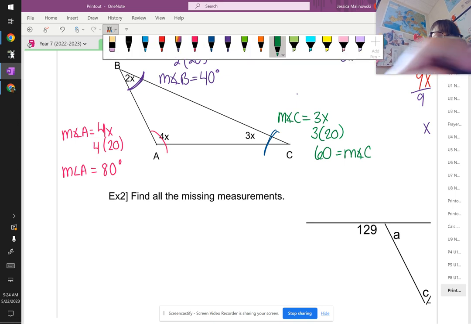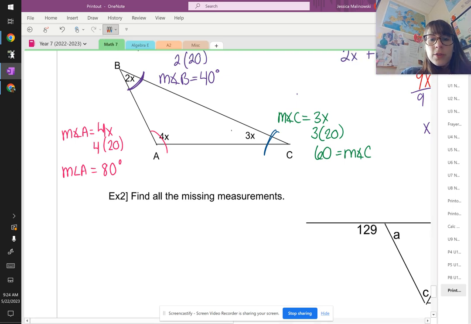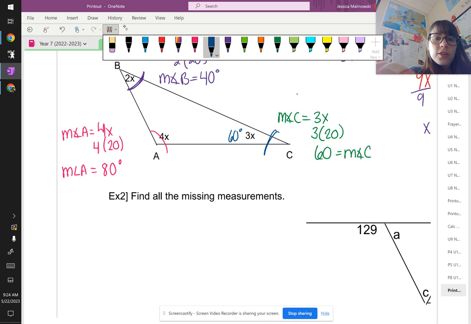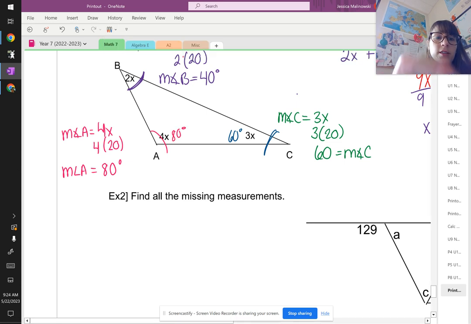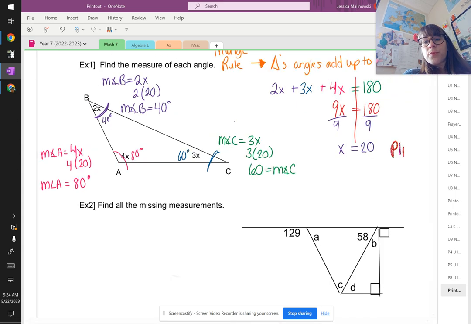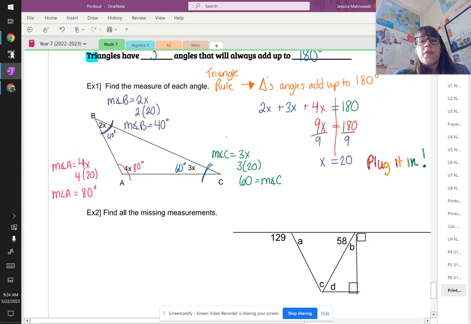And so just to finish this off here, I'm just going to label each of these 60 degrees, 80 degrees, and my 40 degrees. Now we're set and we found the measure of each angle.